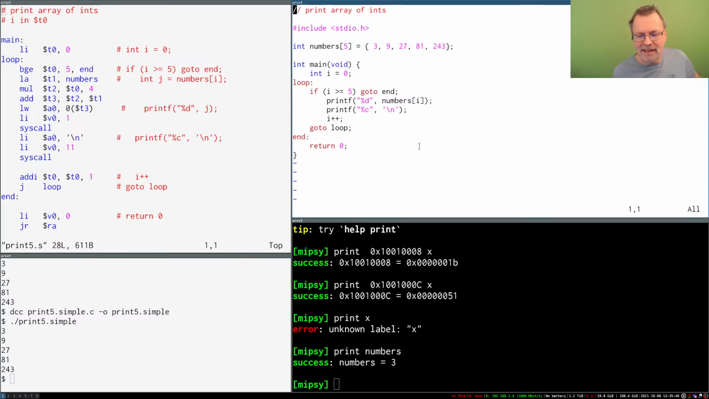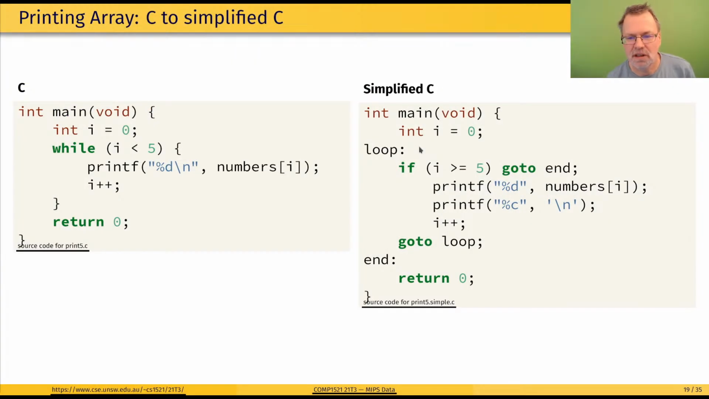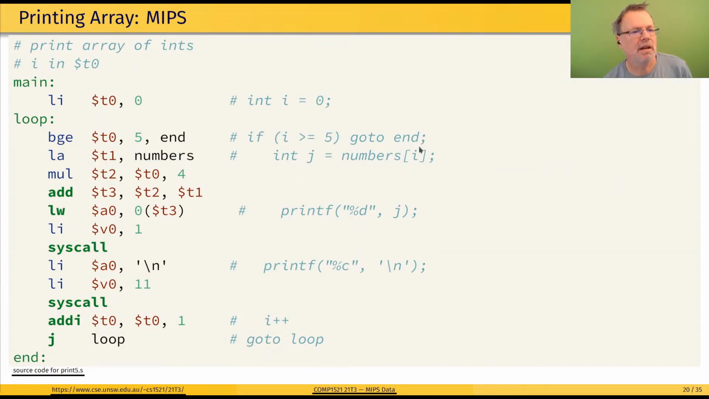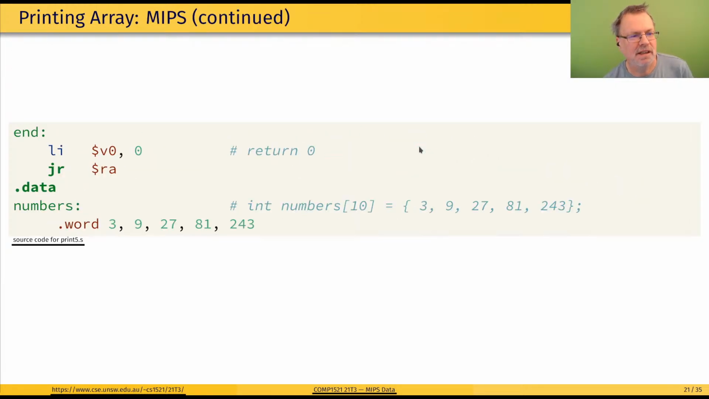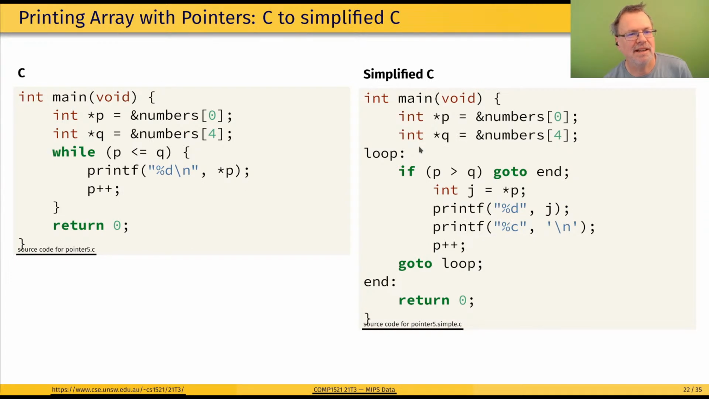All right. Okay. That was a nice program. I think I've got a different sort of program to show you. We saw printing an array. I have a different way to print an array. It's a weird C program, isn't it? I'm using pointers to print an array.